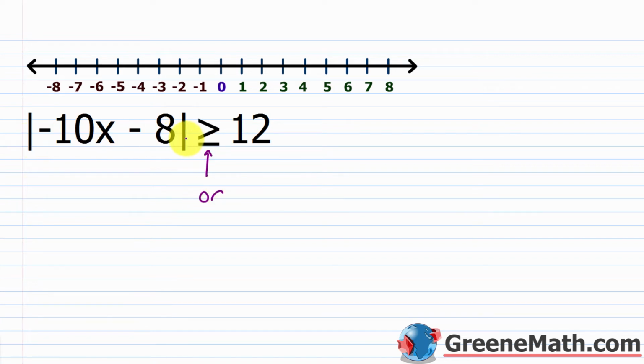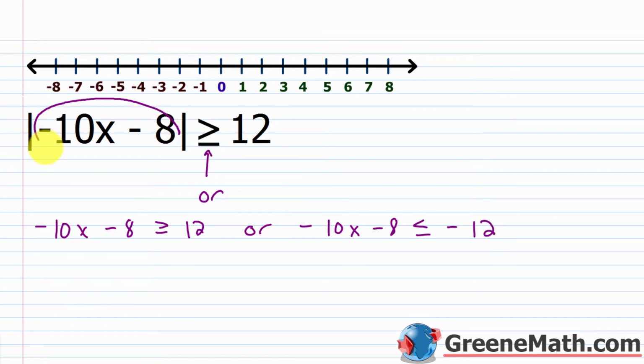So I remove the absolute value bars. So negative 10x minus 8 is greater than or equal to 12. Then or, remove the absolute value bars, negative 10x minus 8. Flip the sign. So now this is a less than or equal to. Make this negative. So negative 12. And again, that comes from the fact that I can have the negative of this be greater than or equal to 12. I divide both sides by negative 1. This becomes negative, and the sign gets flipped. It's just that simple. So let's go ahead and solve each one here.